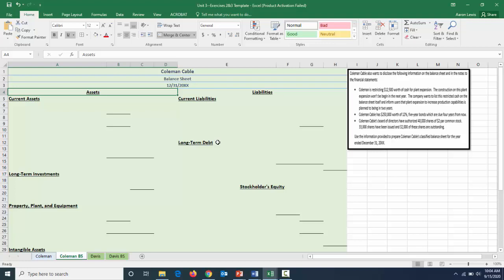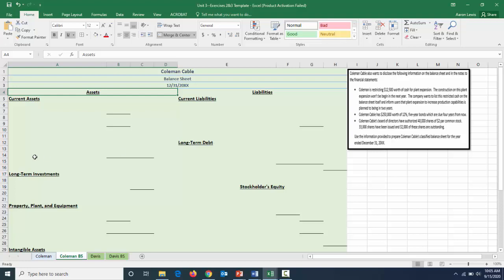Third is that Coleman Cable's board of directors has authorized 40,000 shares of their $2 par common stock. 33,000 of these shares have been issued, and the public currently owns 32,000, so that's the amount of shares that we have outstanding. So we're going to need to disclose that information in our balance sheet to our users, which we are going to do in the footnotes. But let's start by filling in our accounts.